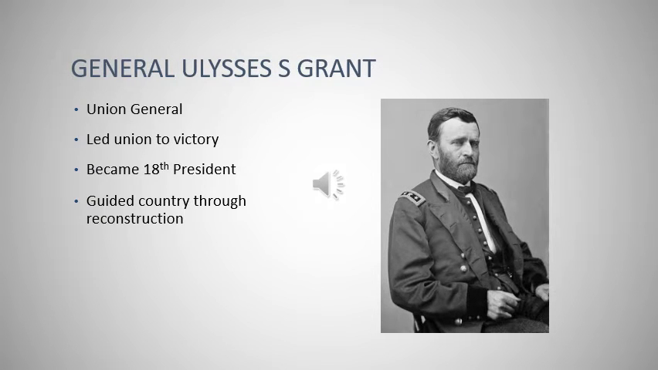General Ulysses S. Grant was the supreme Union general during the Civil War and then later the 18th President of the United States. Grant was instrumental in the battlefield defeat of the Confederacy and then as president worked to implement Reconstruction and put the Union back together.